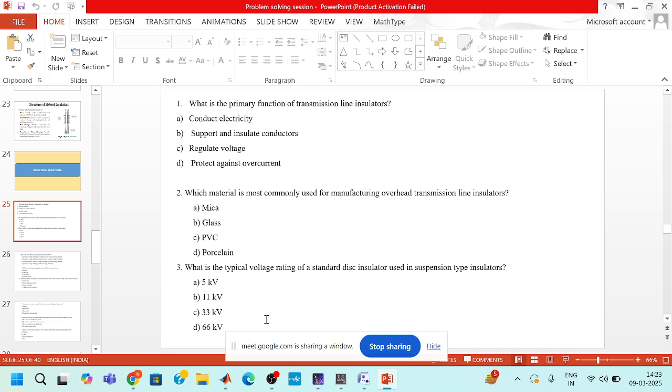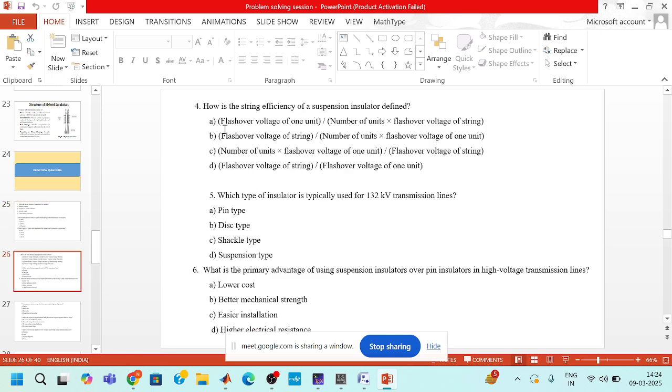Okay, you will have to find out the efficiency if the number of discs and the voltages across each disc are given. If the question is to find the efficiency, then you can find it out.